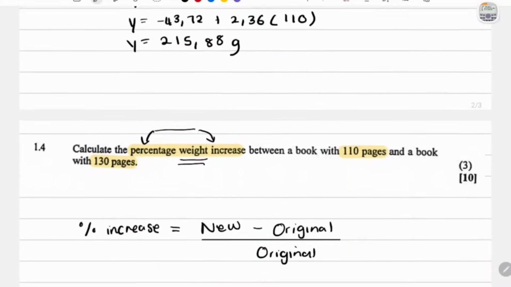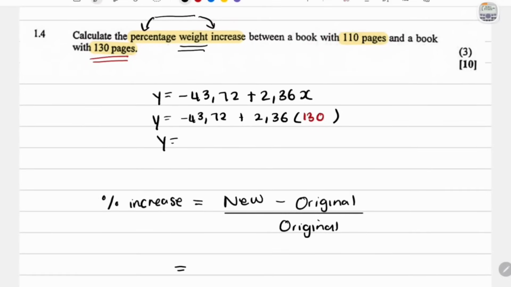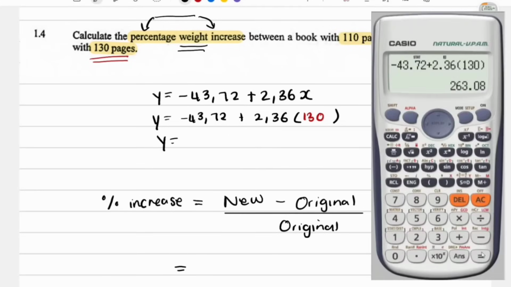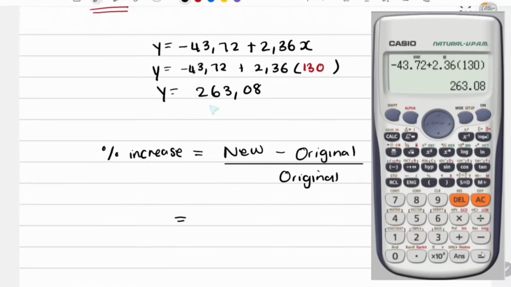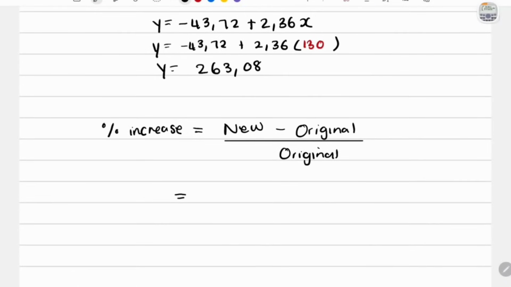We can as well just go ahead and find it. So you can use your calculator to do this. And you can just, in place of 110, let's just go ahead and substitute. So we're going to substitute 130 to find that. Okay, so is equal to, and we get 263.08. Okay, so those are the results. That is the weight. So let's take, first of all, the new weights that we have, which would be this 263.08.